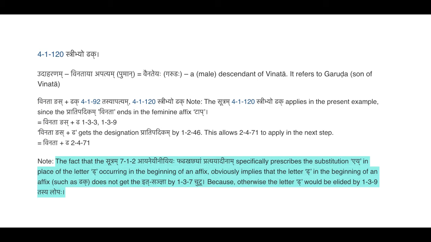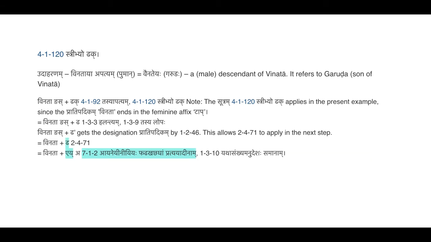So there is no point prescribing a substitution in place of the letter dha if the letter dha is going to be elided. So the fact that 7.1.2 does prescribe a substitution aya in the place of the letter dha at the beginning of an affix means we don't assign the itsanjna to the letter dha by 1.3.7. Instead, we bring in the substitution aya as per 7.1.2 with the help of the paribhasha sutram 1.3.10 yathasankhyam anudesah samanam. Hence, the substitutions being prescribed by the sutram 7.1.2 have to be done respectively.